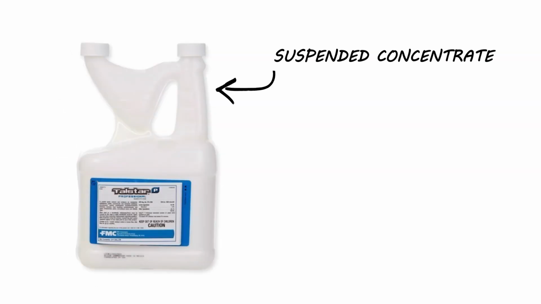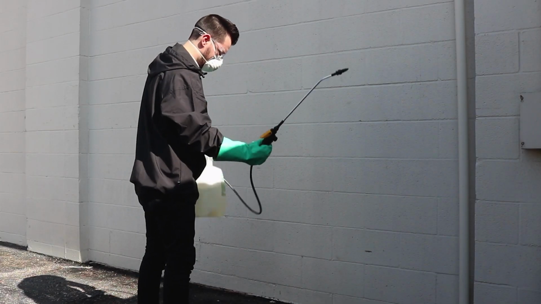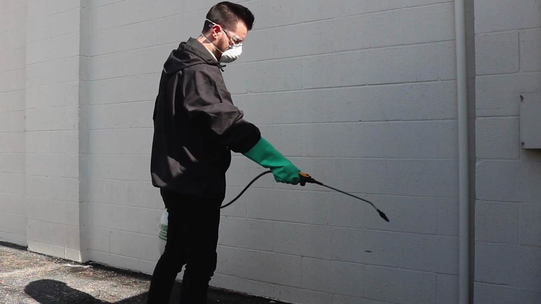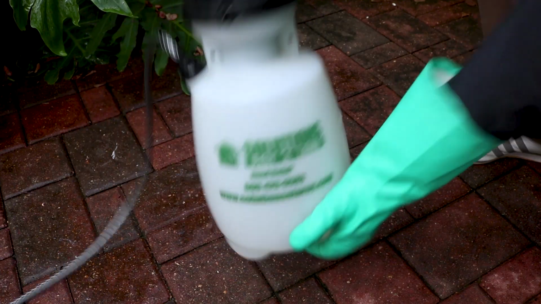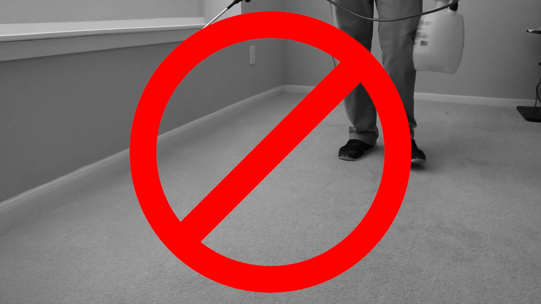Talstar Pro is a suspended concentrate. This means that when it's diluted with water, it will settle at the bottom of your sprayer and need to be agitated frequently. If the chemical is allowed to settle completely, it can be very difficult to get a proper mix again. Talstar Pro is not intended to be used as a broadcast spray indoors, only as a spot, crack, and crevice treatment.